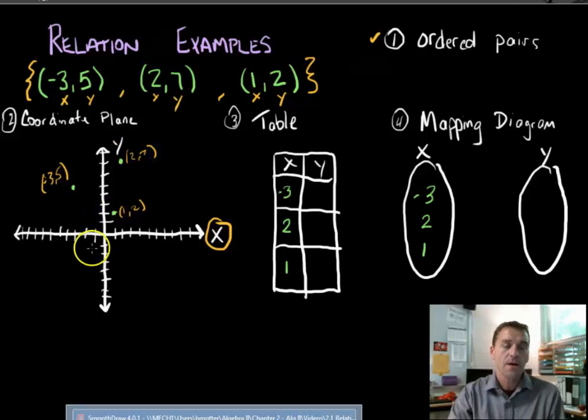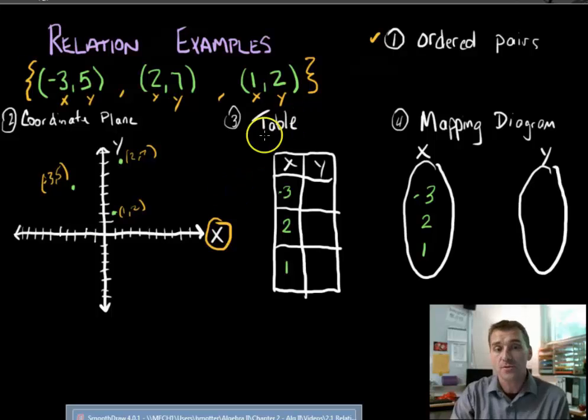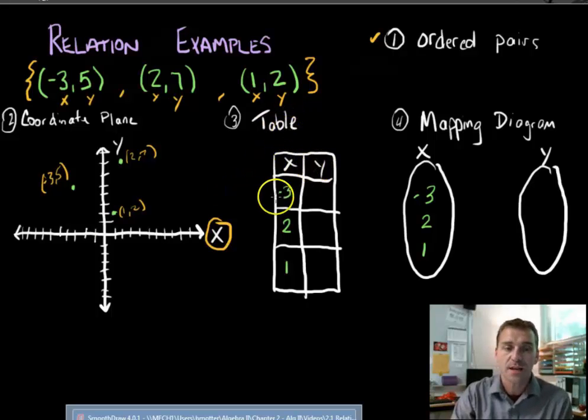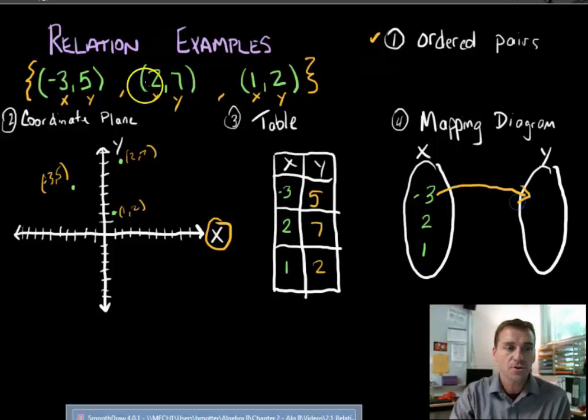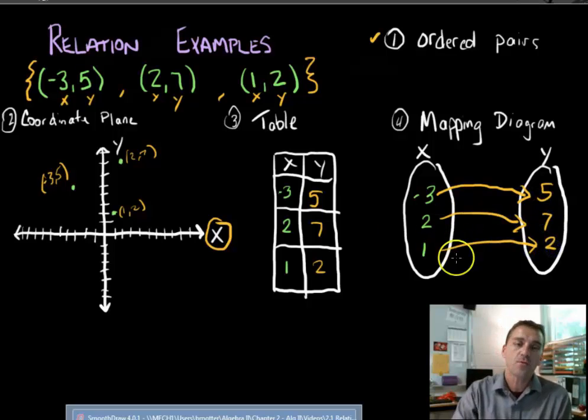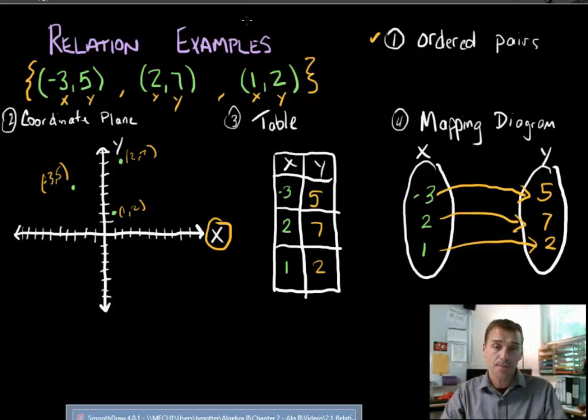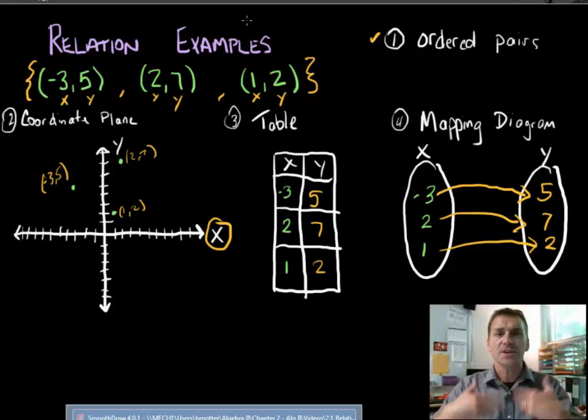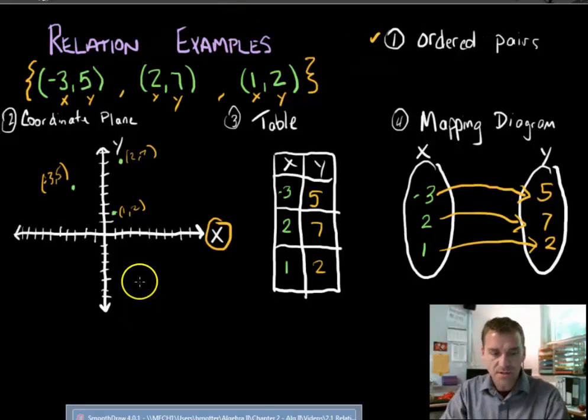So there's another way that you're going to see a relation represented. You also see it in a table. We've seen this before in an XY table. -3 is being mapped to 5, 2 is being mapped to 7, 1 is being mapped to 2. They're connected, they're related that way. Over there in this one, the mapping diagram, this is where you would say -3 is mapped over here to 5. And 2 would go to 7, and 1 would go to 2. So there are a couple of different ways that you're going to see relations represented. Okay? So let's keep on going.